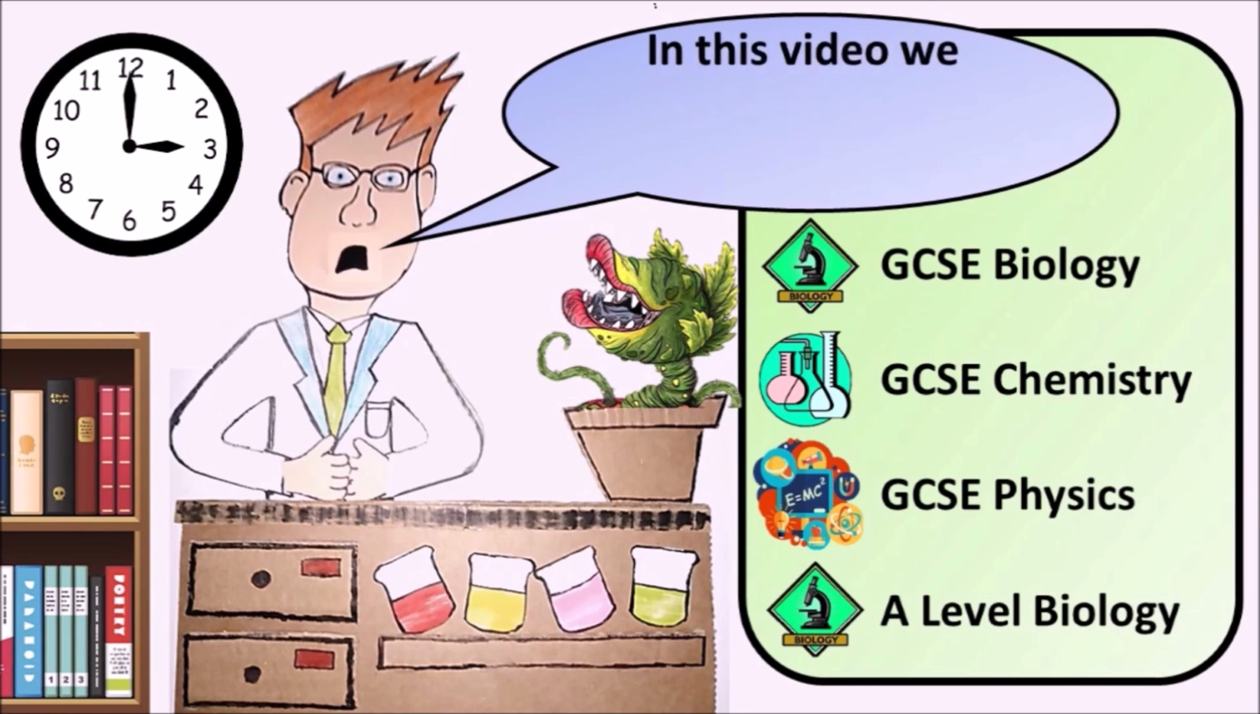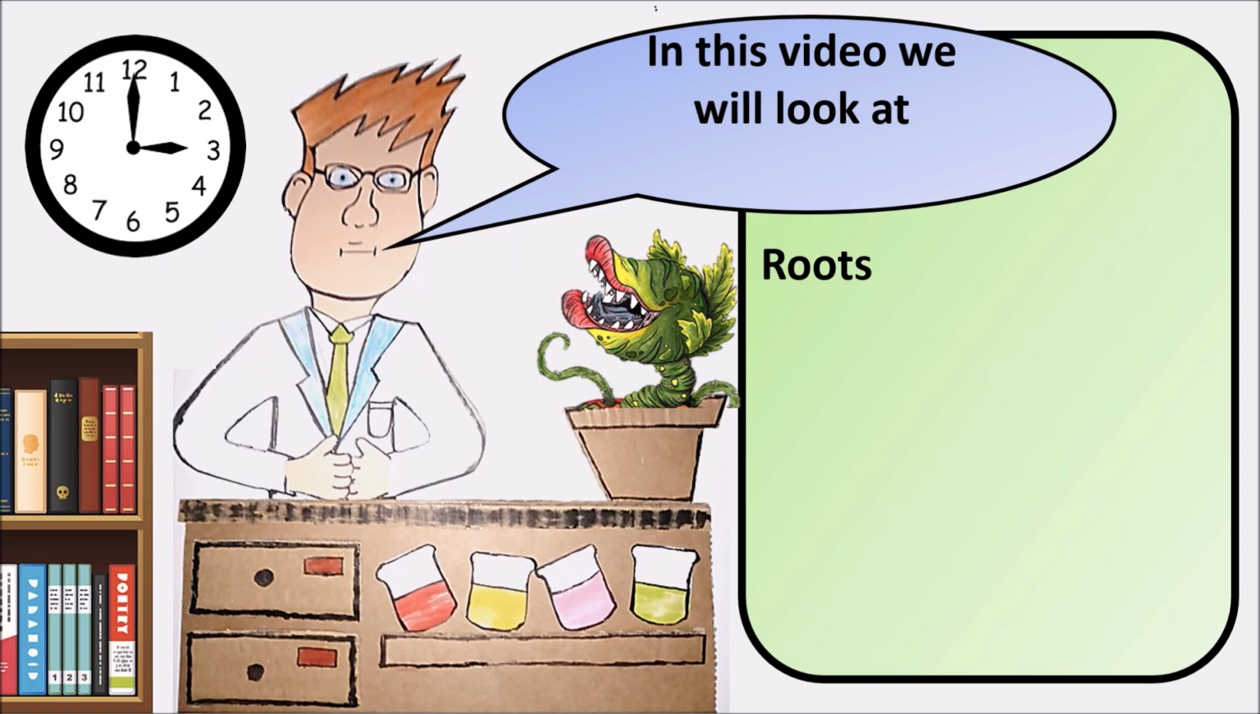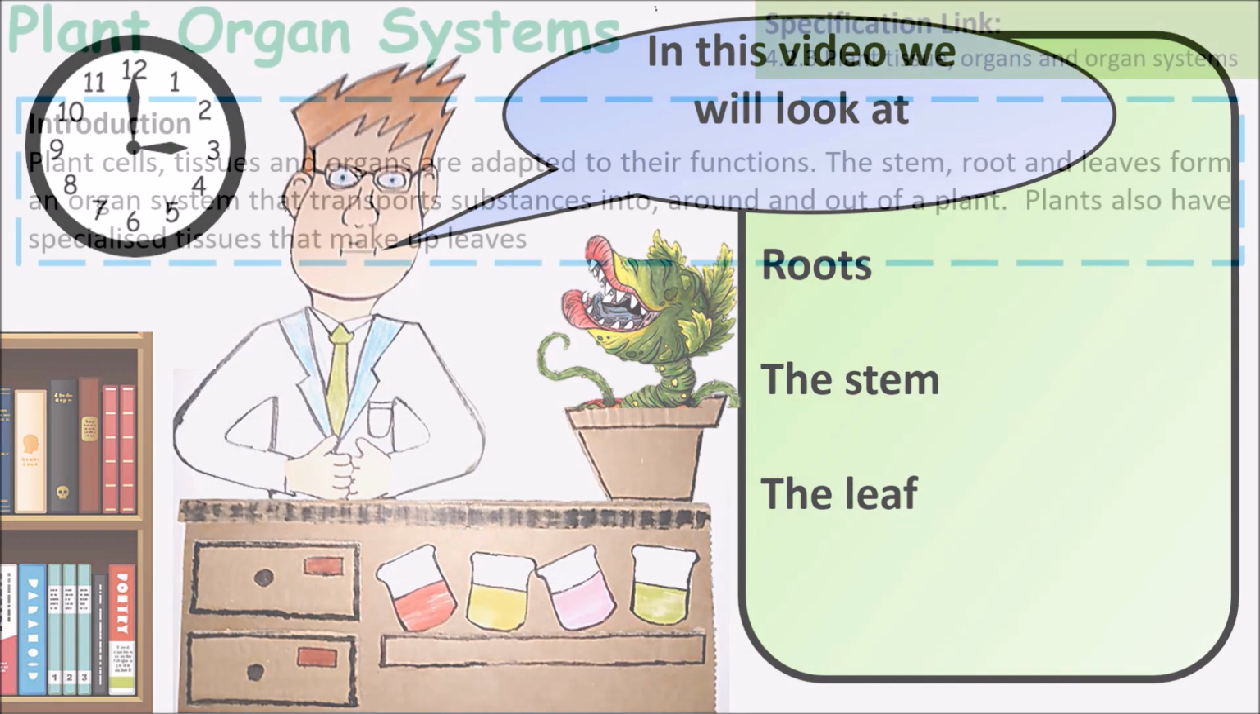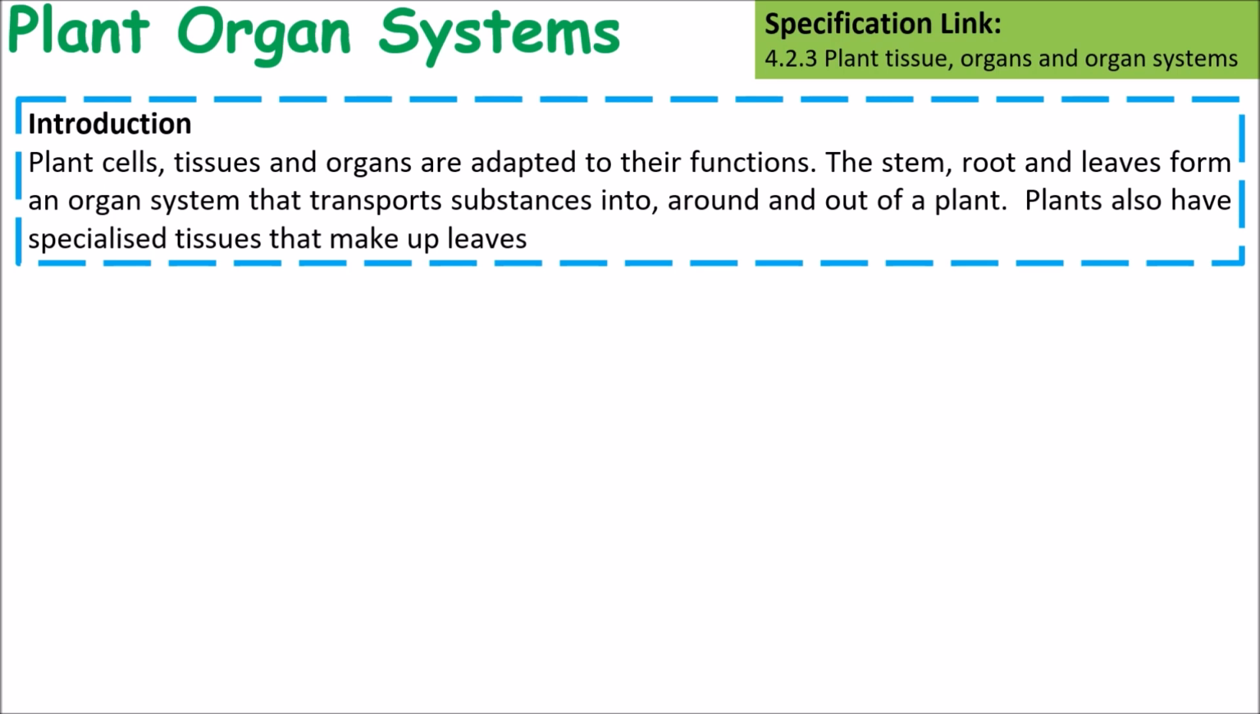In this video we will look at roots, the stem and the leaf. So plant cells and tissues and organs are adapted to their functions. Right? The three main parts of a plant that we need to know about are the stem, the root and the leaves.